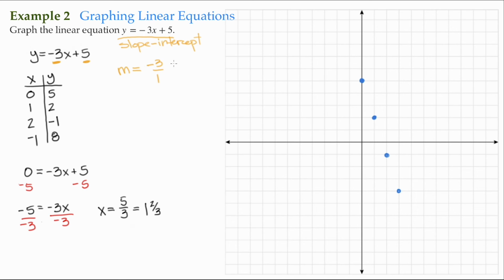Also keep in mind that this can be written as 3 over negative 1. That's still a slope of negative 3. So all we have to do is come back 1 and up 3, 1, 2, 3. But you can now see how our line is formed here. And here it is. So this graph is the graph of the line y is equal to negative 3x plus 5. And there we go.